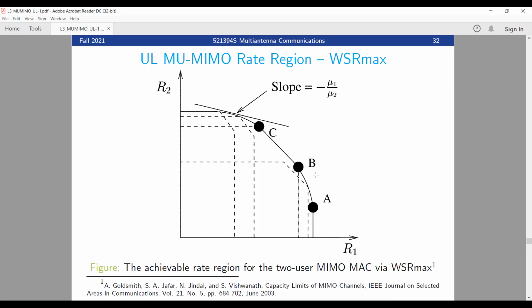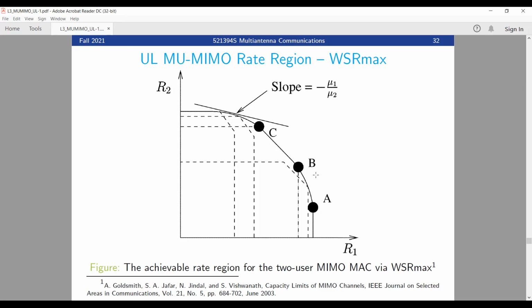What matters is the ratio. The absolute values of mu's can be any, right? Because they cancel out in the objective. You can have 1 million over 100,000, the same as 10 over 1 over 0.5. No difference. Okay, we have these different points here.